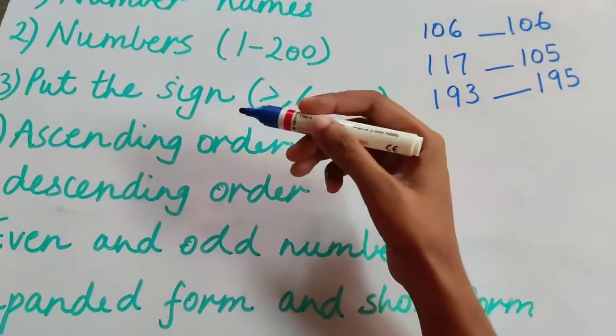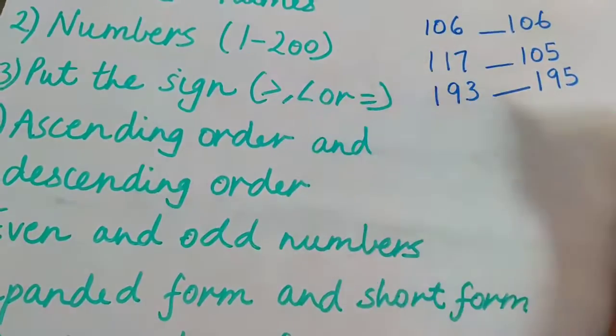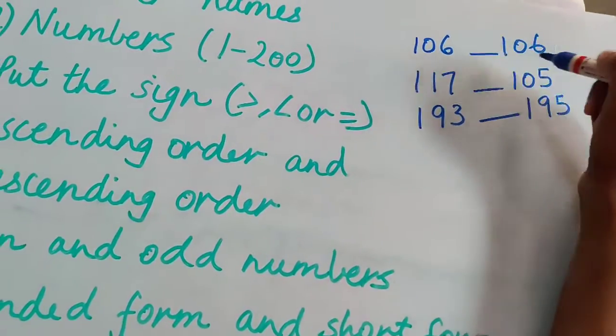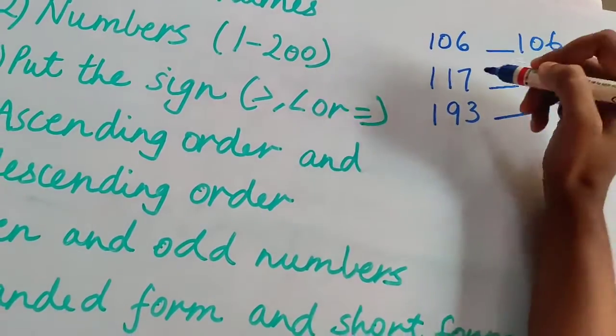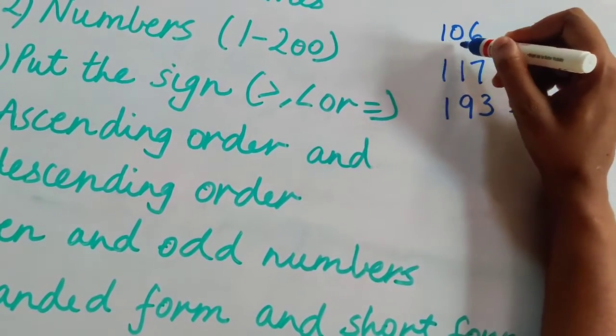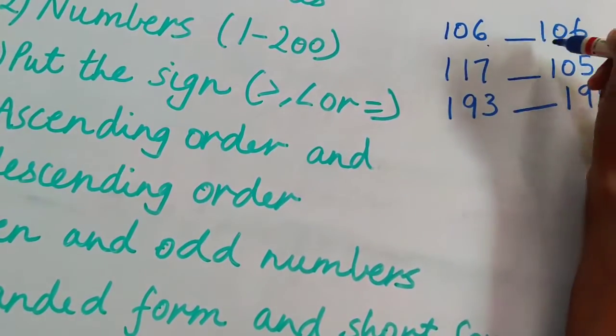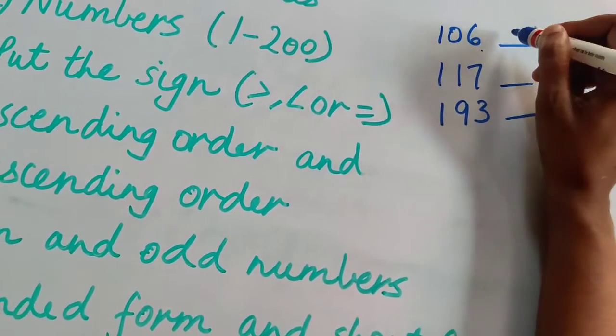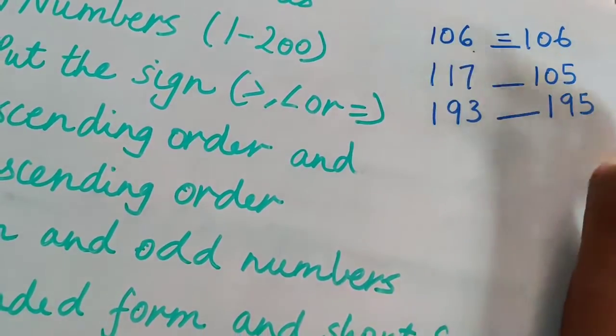Now our next topic that we have learned is put the sign. Greater than, lesser than or equal to. So here, when numbers are written, how do we put these signs? Let's see. Suppose 106 and here also 106, so both numbers are equal, दोनों number बराबर हैं, so we will put the sign of equal to here.